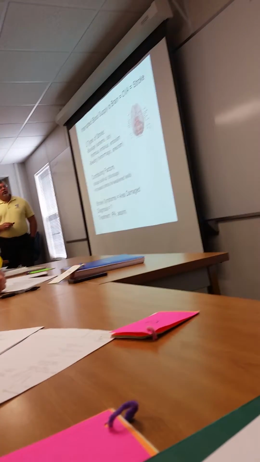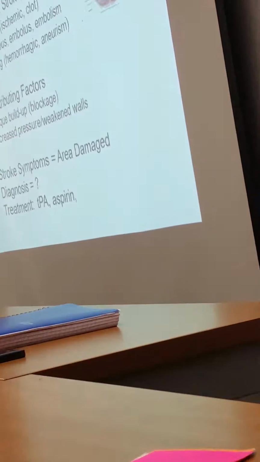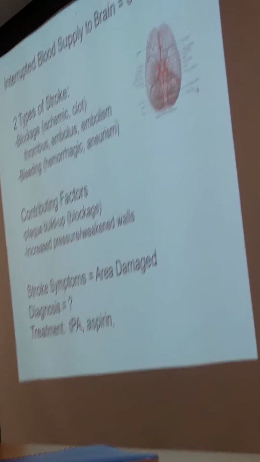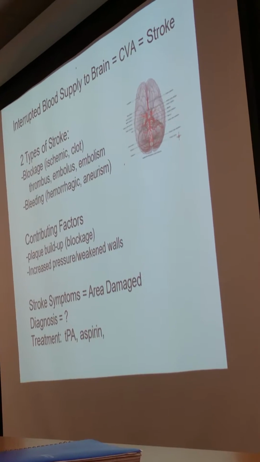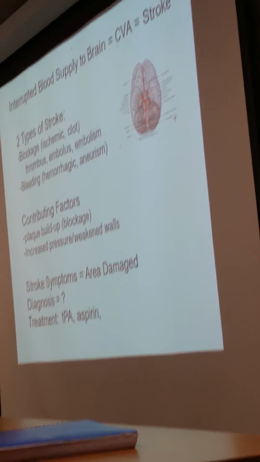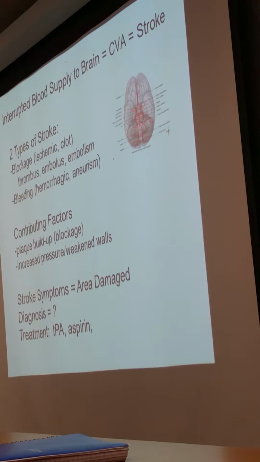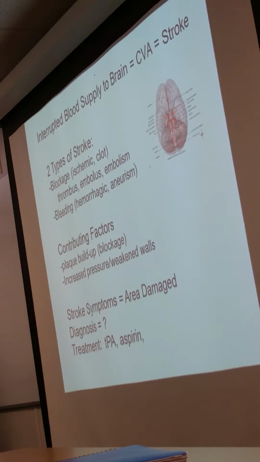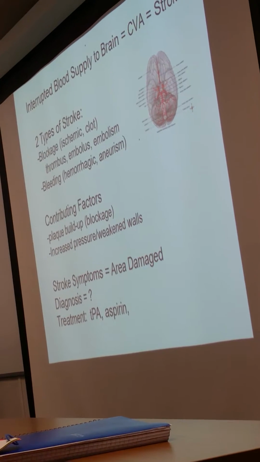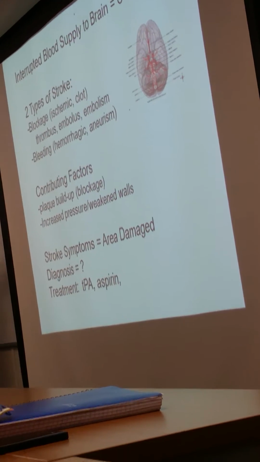Right? There are two primary types of strokes. One's a lot more common than the other. There's a blockage and a bleeding. So sometimes a blockage is called an ischemic stroke, and a bleeding stroke is usually called a hemorrhagic stroke. Hemorrhagic strokes usually involve an aneurysm and a burst, those kind of things. We'll come back to that. So the blockage, well, actually, we'll go and finish that.